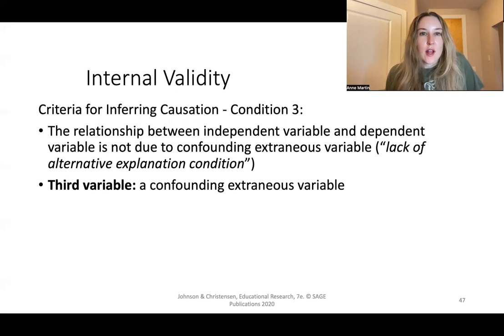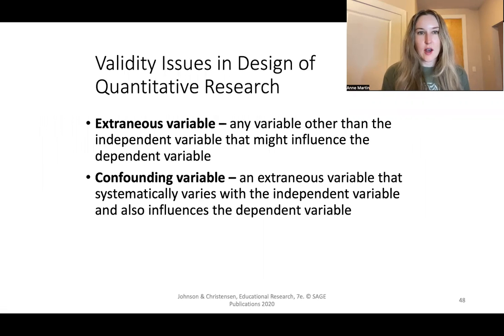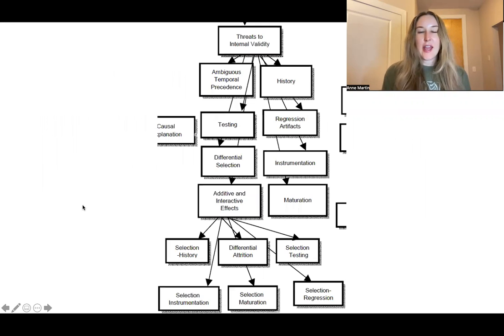So for this, and then here, of course, we have the impact of confounding extraneous variables. So of course, that's where all of the controls come in. So here is another review on extraneous variables and confounding variables. And then here, I put in this chart, these are all of the threats to internal validity.